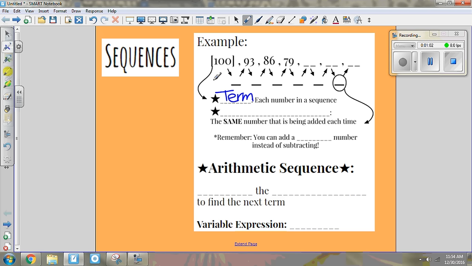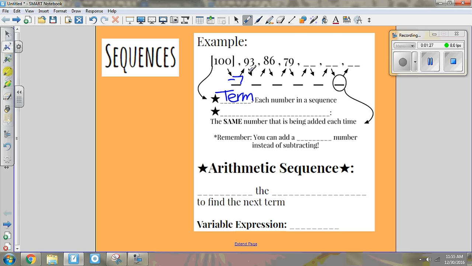So as we're looking at a sequence, really what we're trying to do is figure out the pattern. What did we do to get from the first number to the second number? And sometimes you can do more than one thing, so you've got to keep your options open. As I'm looking from 100 to 93, I know that I can subtract 7. So I'm going to keep that in my mind. Let's see if it works for the next one.